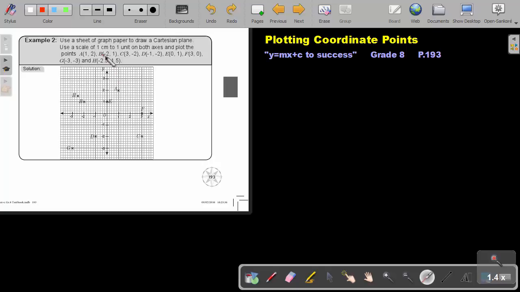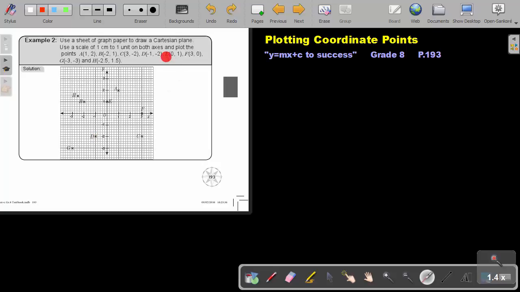And then if you look at number B, go to -2. There is -2, and there is 1. And then label the point B. And then at C, go to 3. There is 3, and there is -2. And make a small cross and label it C. And then go to D. Go to -1 and go to -2 on the y-axis, and where those two perpendicular lines intersect, label it D.